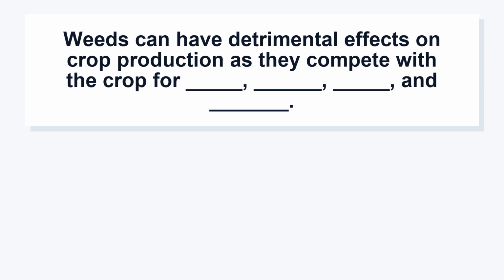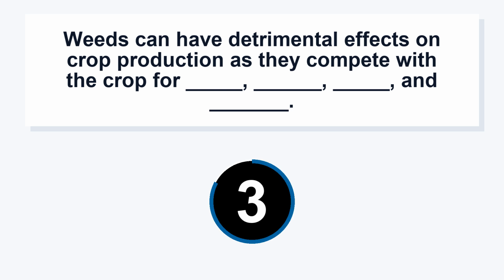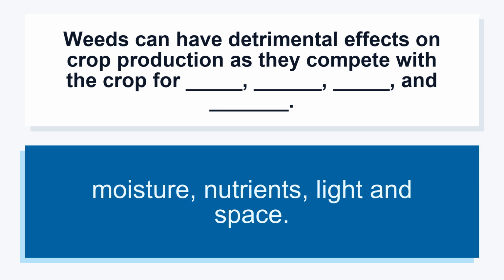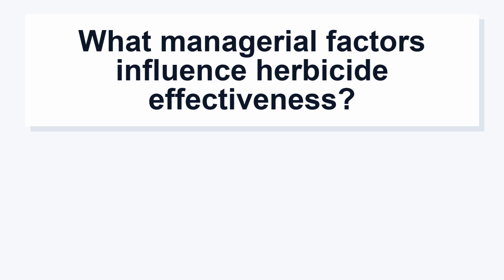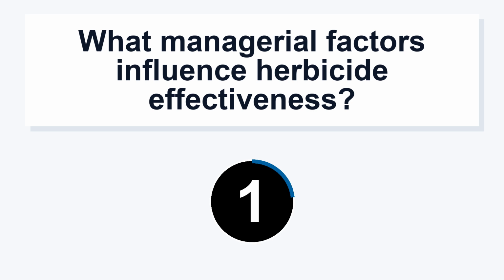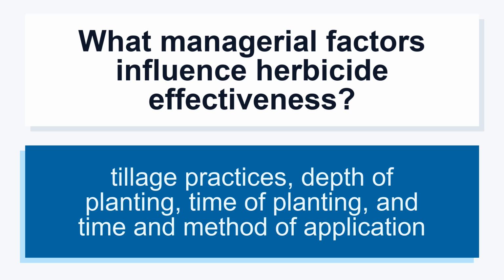Weeds can have detrimental effects on crop production as they compete with the crop for ______ and ______. Moisture, nutrients, light and space. What managerial factors influence herbicide effectiveness? Tillage practices, depth of planting, time of planting, and time and method of application.